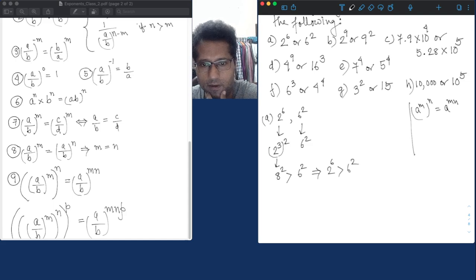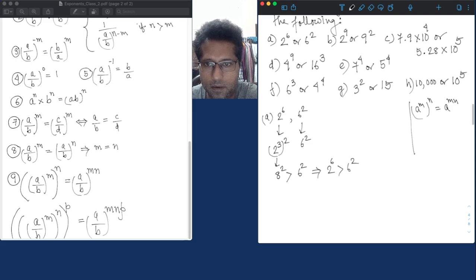So in comparing these two numbers, the strategy that we are trying to apply is that we will try to convert the given two exponents. We'll try to express them in such a way that they have the same base or the same power. If they have the same base, then we will compare based on the exponent, and if they have the same exponent, we will compare them based on the base. Okay, so A is done. What is B? Let's see.